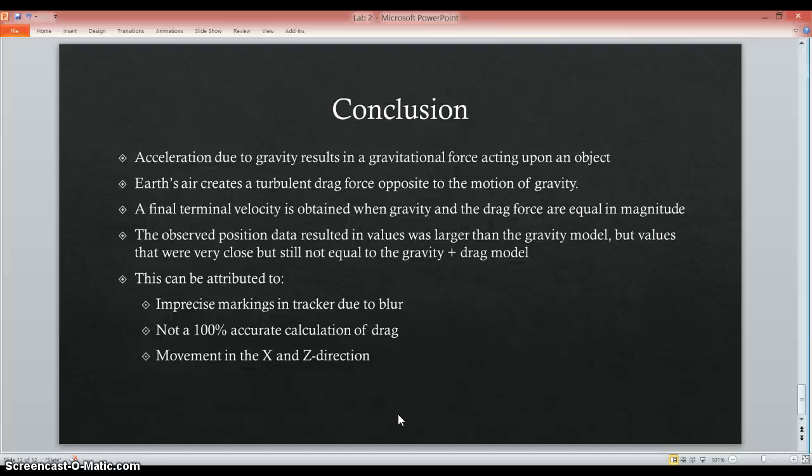This can be attributed to the imprecise markings in Tracker due to blur, not 100% calculation of drag, and movement in the x and z direction. Although the drag force model was not exact to the observed data, it did a great job of predicting the data and showcasing the object falling as it reached terminal velocity.